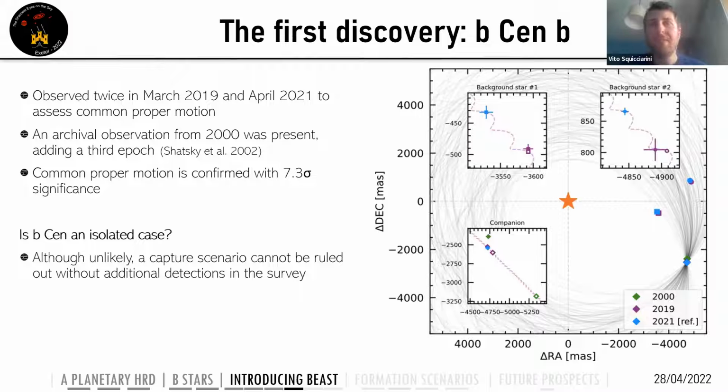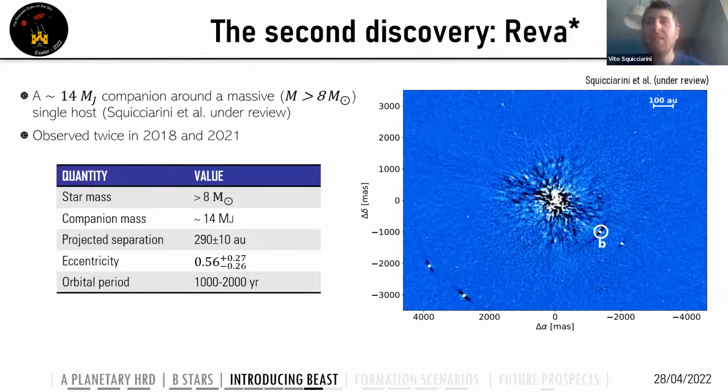But we asked ourselves if a capture scenario could explain the presence of this planet, because if it turned out to be the only case throughout our whole survey with a detected planet, it could be an unlikely capture of an object that formed elsewhere. But then we had another discovery, the second discovery of our survey. We call it now REVA. That is an invented name because it's still under review.